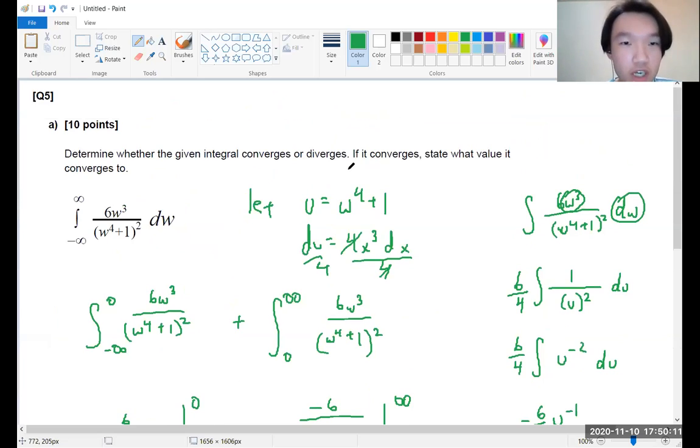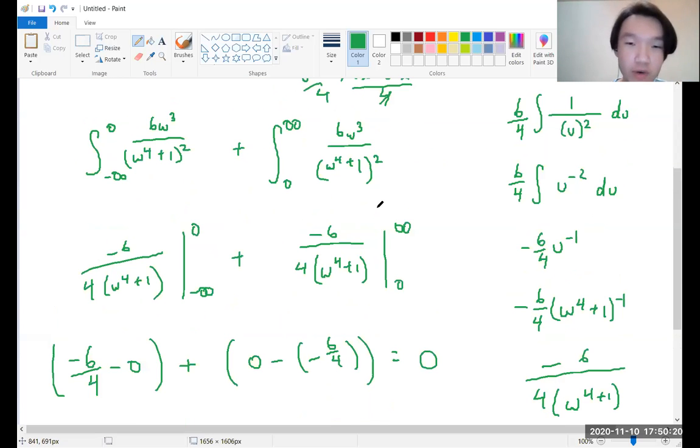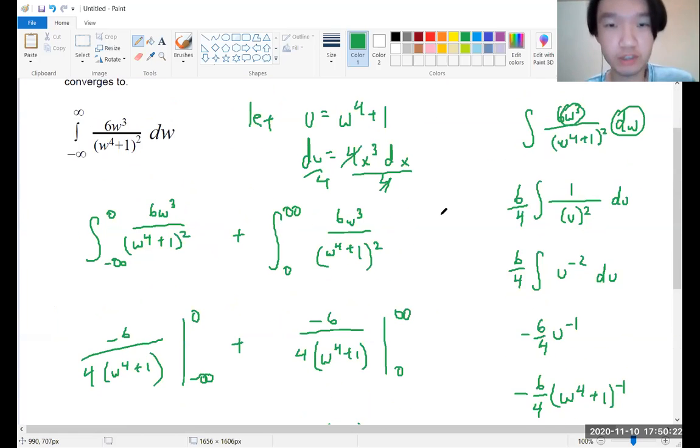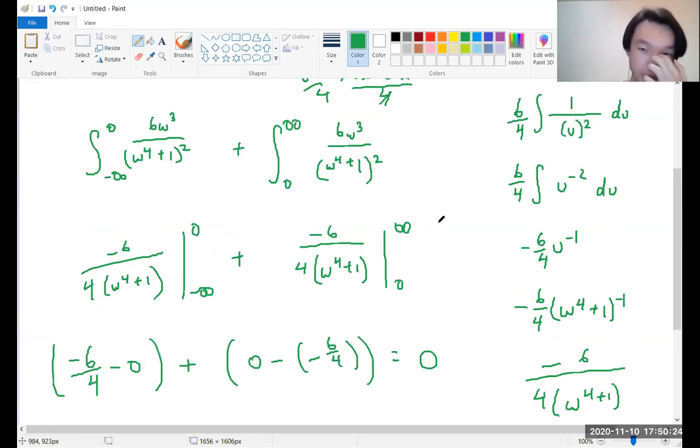So what was the question? Determine whether it converges or diverges. If it converges, state what value converges. All right, so how can we answer the question in a complete sentence? Yeah, converges to 0. I mean, that's not complete, but it doesn't matter. You don't need to have perfect English here, but you can just say converges to 0.